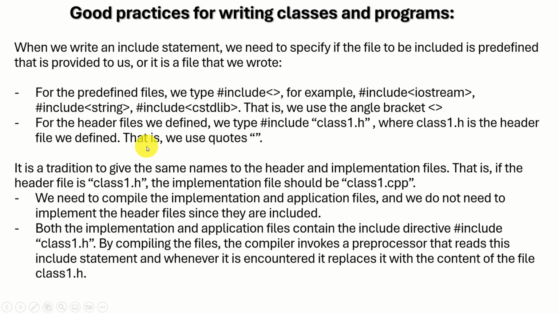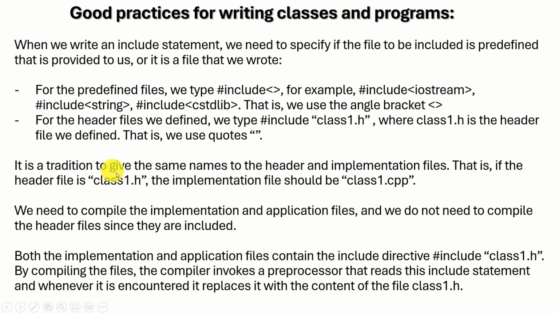On the other hand, if we defined a header file or the implementation files by ourselves, we need to type this include, and then we need to use quotes: class1.h. So what's the difference over here? The difference is that quotes are being used for the header files or the interface files that we defined. On the other hand, the angle brackets are used for the standard C++ libraries and header files.